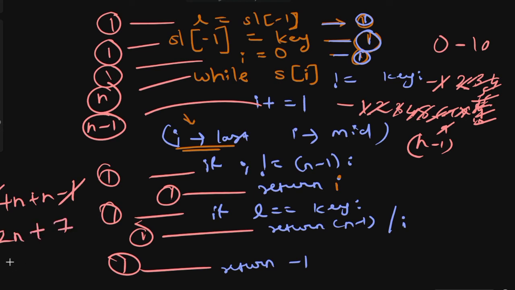Last time for the linear search, what did we compute? It was 3n plus 3. So between these two values, which is the minimum?